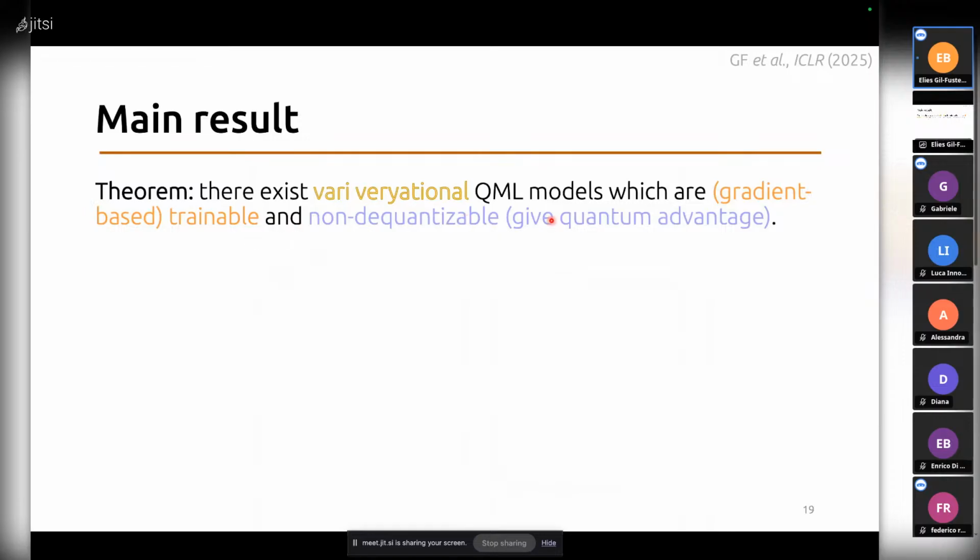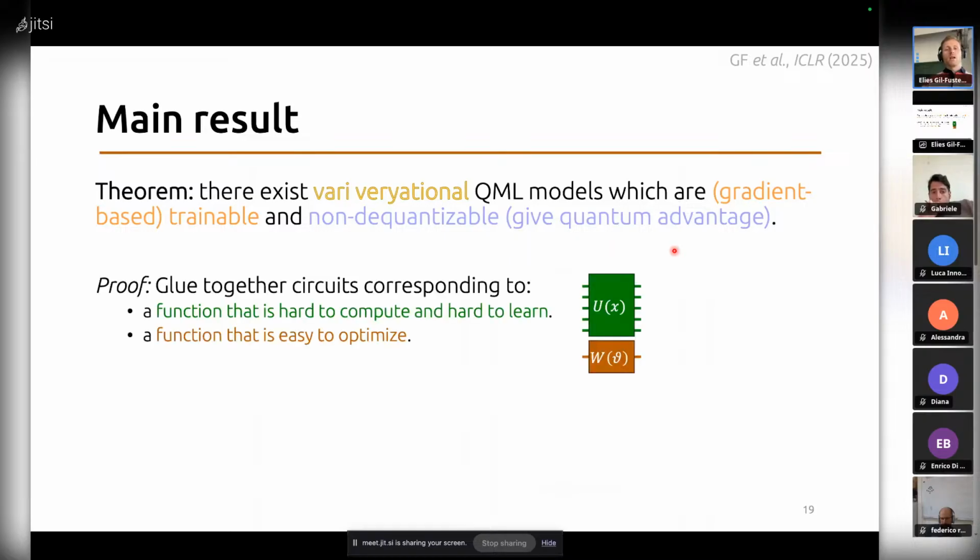Indeed, there exist variational quantum machine learning models which are gradient-based trainable and non-dequantizable, aka they give quantum advantage. And yeah, it was very quick. The trick for the proof is to combine a function or a circuit that you will not train, but which evaluates a function that is hard to learn and hard to compute, put together with a small quantum circuit that is fully simulable if necessary, that you will train. And if you put them together, this gives you the right tools so that you can set up a learning task, which uses the trick that the solution will be hard to evaluate, so classical algorithms will not be able to do it.